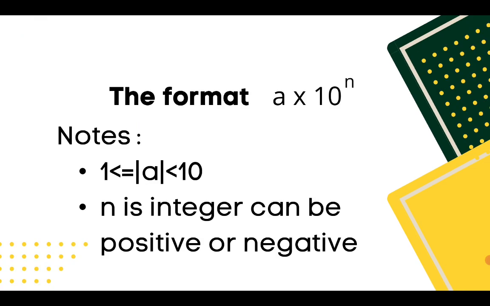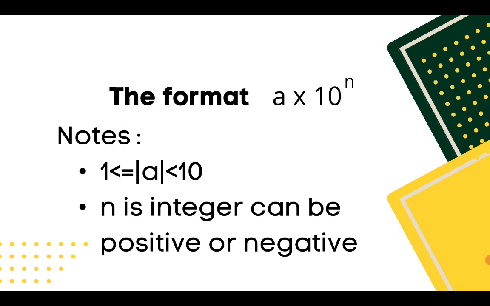The format of the standard form will be a times 10 to the power of n, with the rules that the value of a, when you absolute it, means that when you're dealing with a negative number, just ignore the negative. Just think that everything is positive, right? So the value of a should be between 1 and 10. It cannot be more than 10. And it cannot be less than 1.